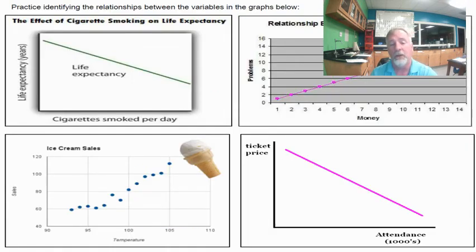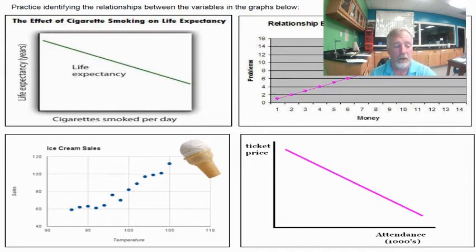All right. Let's look at these 4 plots here and identify whether our graphs are indirect or direct. The one on the left, life expectancy: the more cigarettes you smoke, the shorter you're going to live. Our line is sloping down, an example of an indirect relationship. Next one to the right, money and problems, slopes up, direct relationship. The more money you have tends to mean you have more problems.